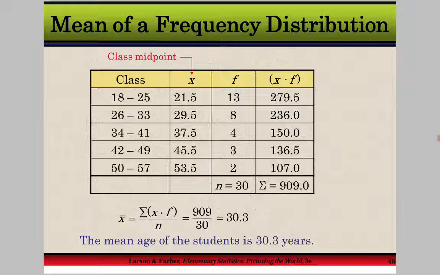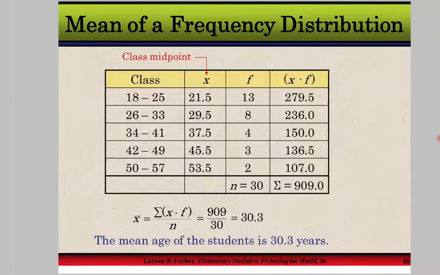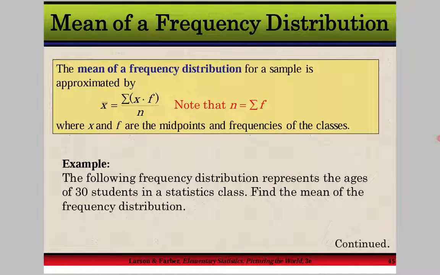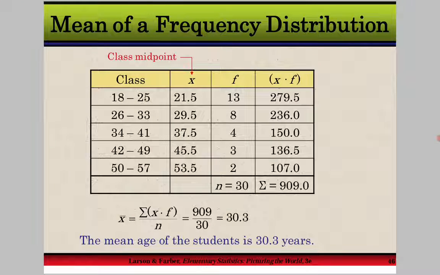Class intervals are 18 to 25, 26 to 33, like that. What is x? X means the class midpoint. Class midpoint is lower limit plus upper limit by 2, that is 21.5, 29.5, like that. F is frequency. Frequency means the number of data items that fall in that category. And x into f is the product of the two.